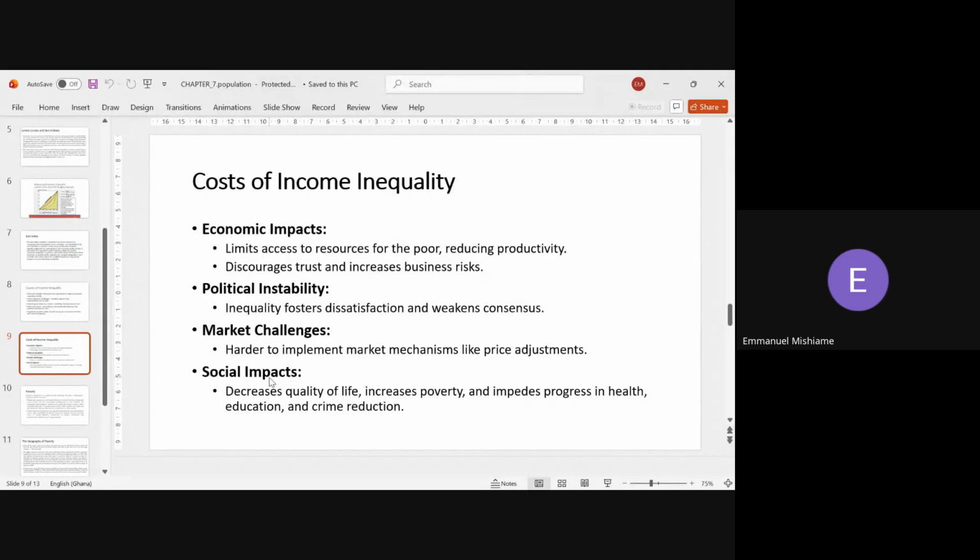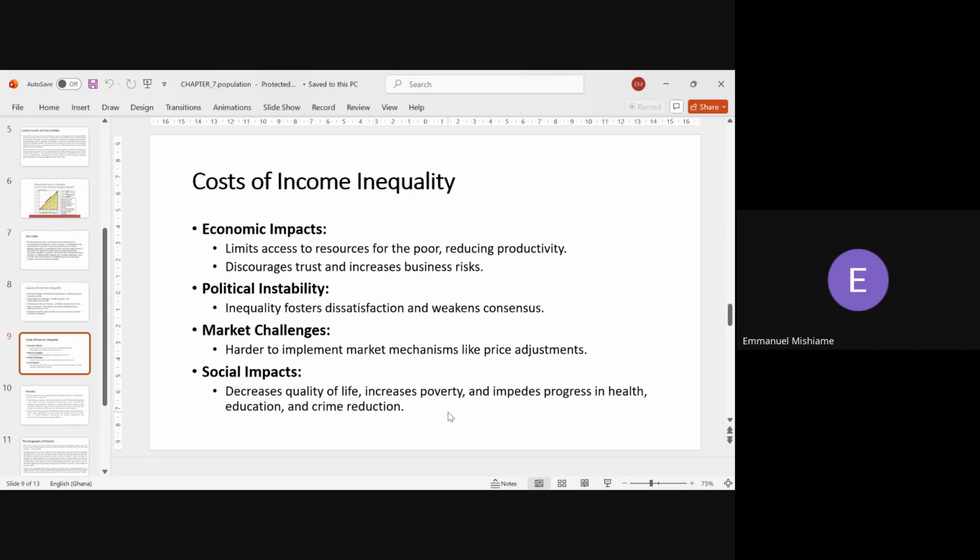The last one looks at social impacts, where income inequality decreases quality of life, increases poverty, and impedes progress in health, education, and crime reduction. So this is basically a summation of the previous three, and especially the economic impact, because if you do not have enough money to afford certain things simply because you are earning less, it means your quality of life is going to reduce. Then there will be increases in poverty, where poverty is essentially deprivation of well-being. It would also impede your progress in health. If you are sick, you can't find a health facility to see to your needs. You can't even purchase the medicines that are prescribed for you.